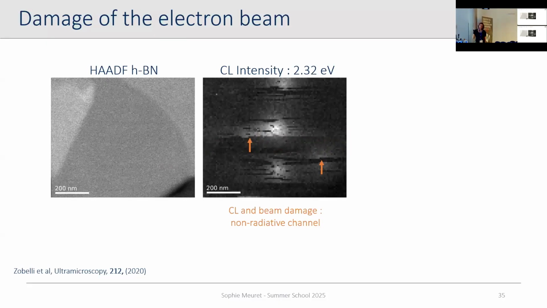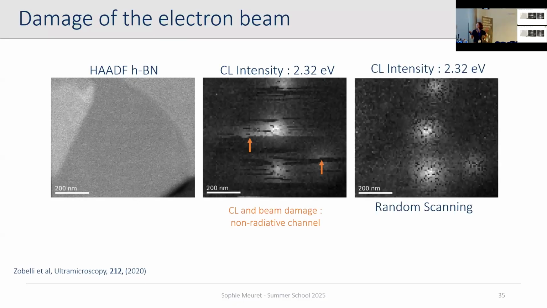And there is a solution that exists, and it's actually quite nice, even if for now it's not used so much in different labs. That's also something done by Meuret, where they start doing random scanning for cathodoluminescence. If you do that, you avoid accumulating the dose depending on the position of the electron beam. Therefore, you're able to remove those kinds of quenching here and protect your sample. So that's the same area, but looking at random scanning and at a scanning beam.